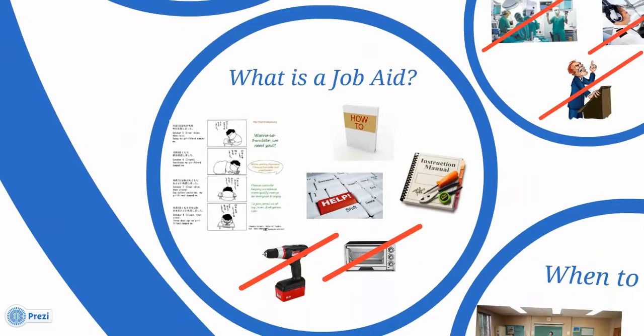Examples of job aids are all around us: written job descriptions and manuals, how-to guides, computer application help functions, and so forth. Tools that don't house information are not job aids, such as hand tools and toaster ovens.